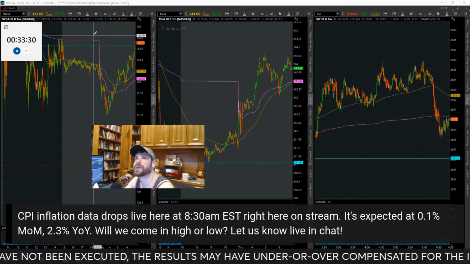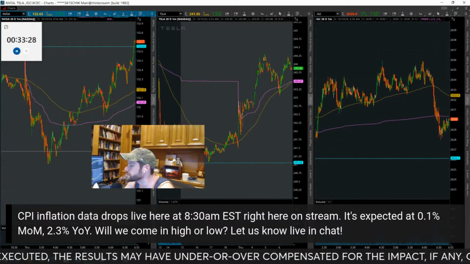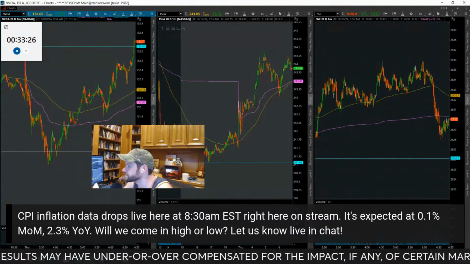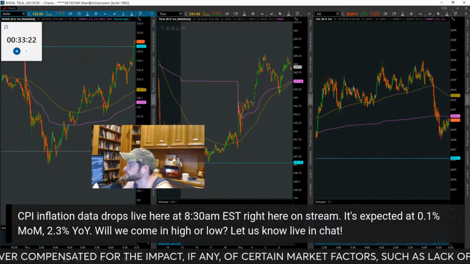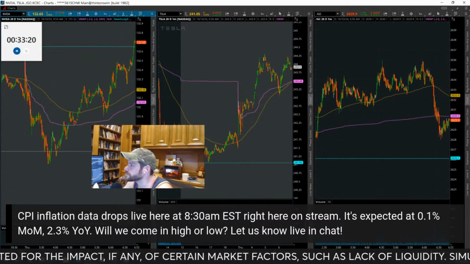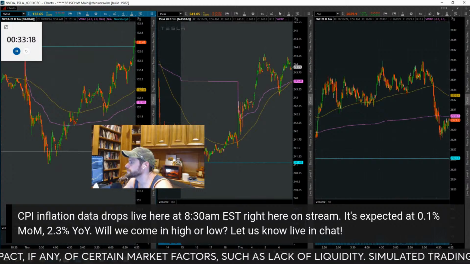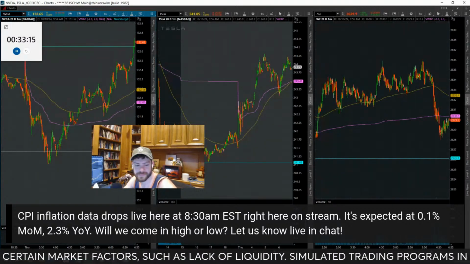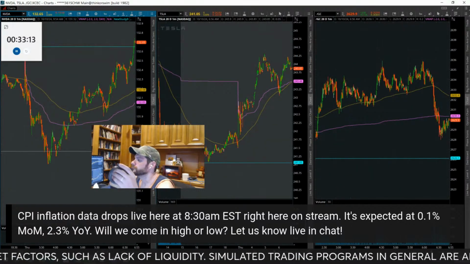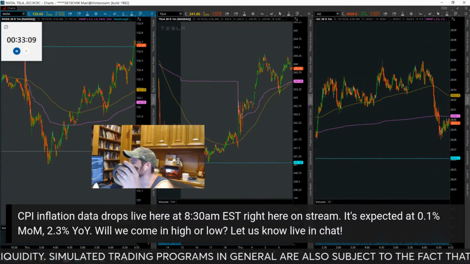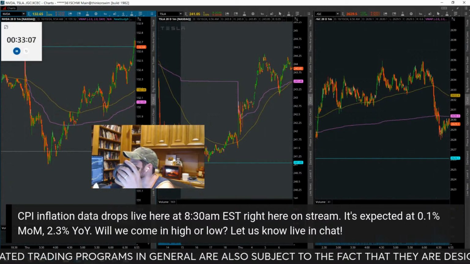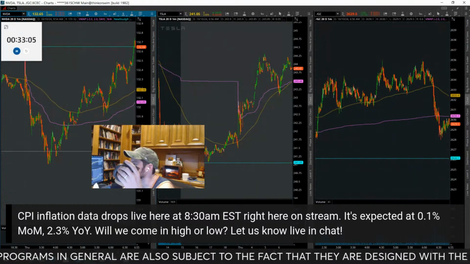NVIDIA just went green on the day. It's up to almost 133. All right, chat. I'm catching back up with the chat. I trade futures mostly.